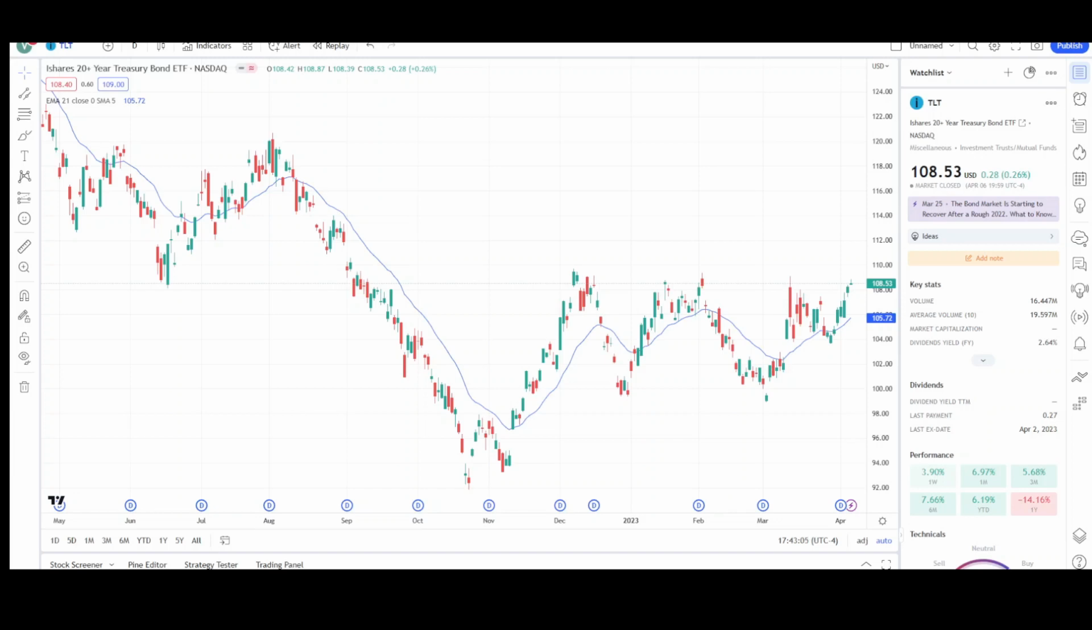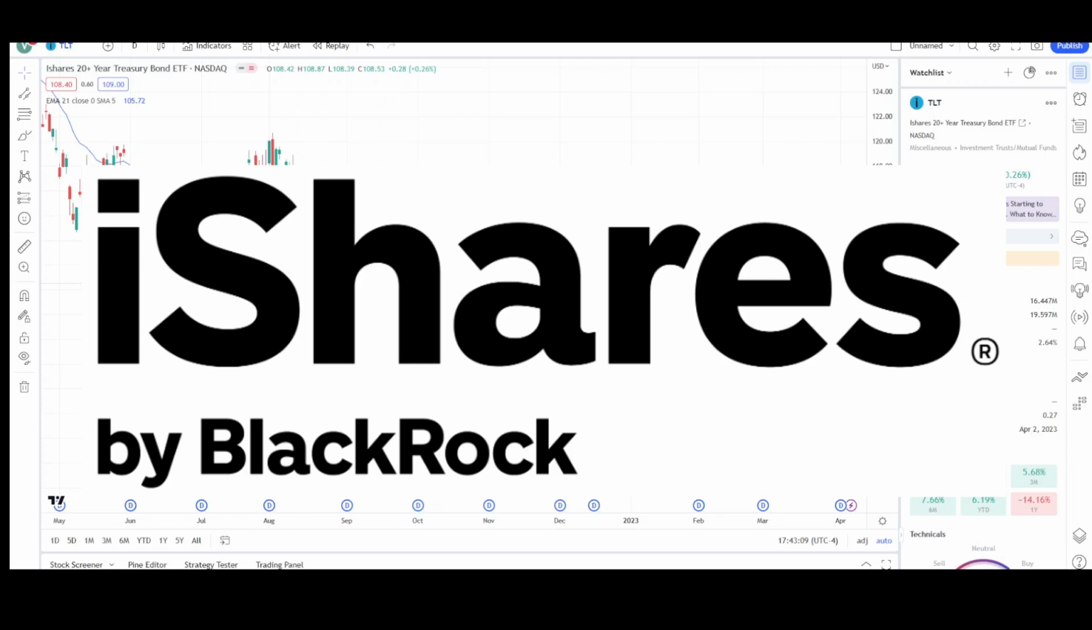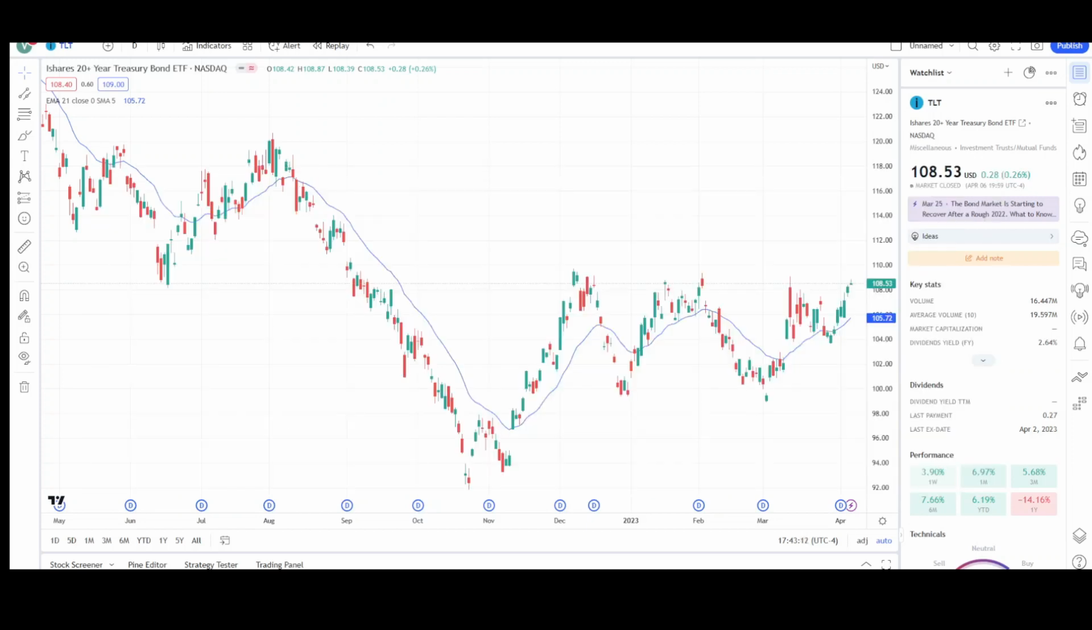What's up, traders? This is Vee Trades, and today I will be doing a technical analysis breakdown for iShares 20-year Treasury bond ETF with the ticker symbol TLT.